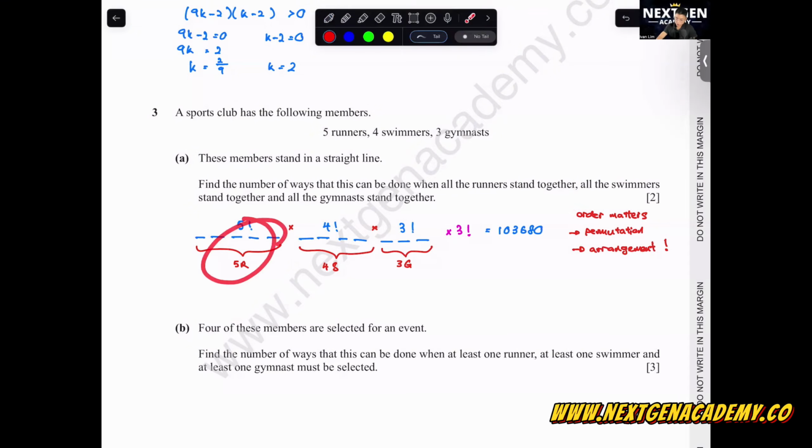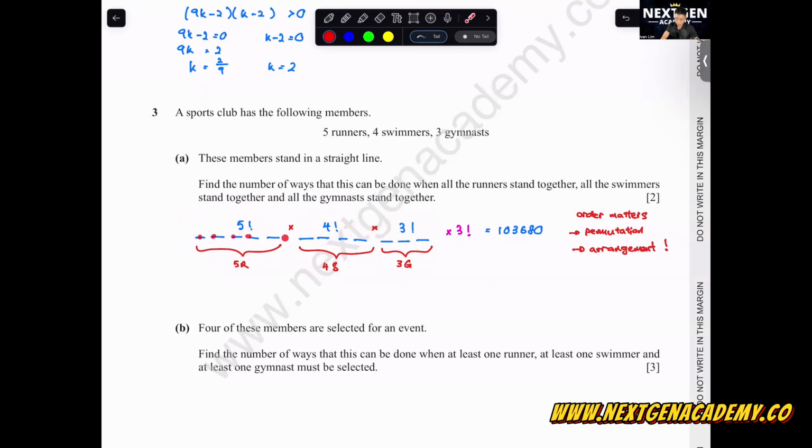Why multiply another 3 factorial? Because you need to rearrange the position of the groups also. So we can put the 4 swimmers first, then 5 runners, then 3 gymnasts. Basically you need to rearrange these 3 groups also. The first 5 factorial, 4 factorial, 3 factorial is rearranging within the runners themselves.